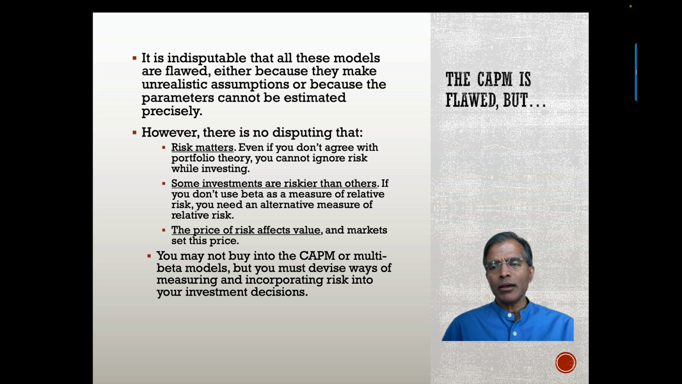First is risk matters. You might not agree with the CAPM. You might not like any of the risk and return models in finance, but risk matters in investing. Second, not all investments are equally risky. When I hear people tell me that they use a hurdle rate of 10% for every company, that doesn't make any sense to me. Some companies are riskier than others. How can you demand the same return in every investment?